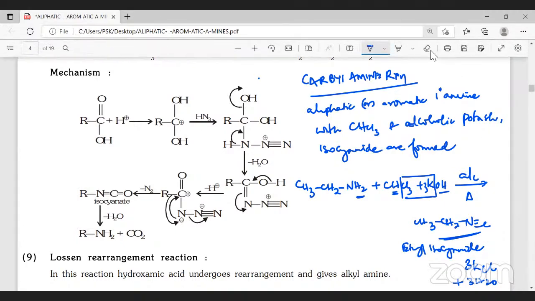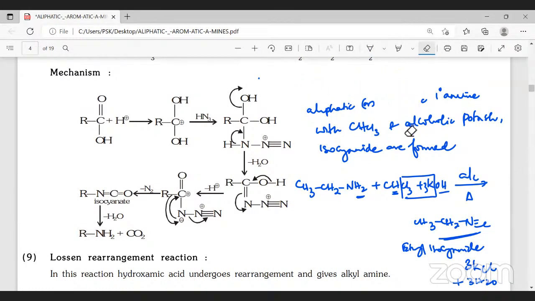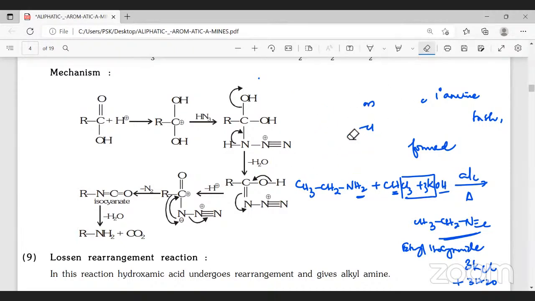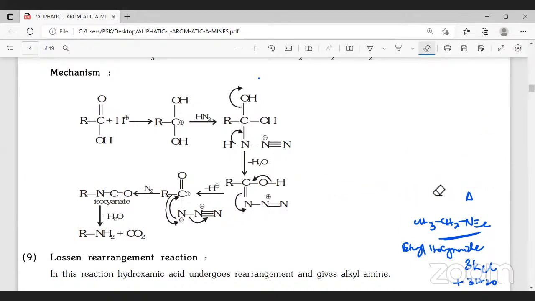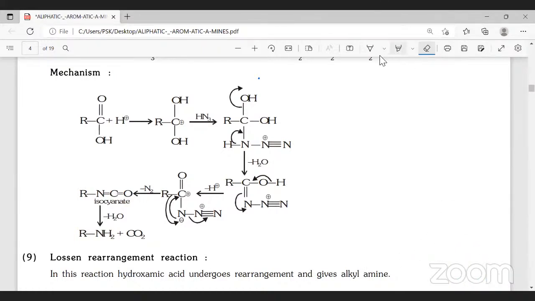The next reaction. Tomorrow we will learn some other chemical properties. So the last reaction we'll learn today and then we'll stop. So did you understand this carbylamine reaction? Yes, sir. The next reaction, there are so many more reactions. We will learn the reaction that's called the acylation reaction.